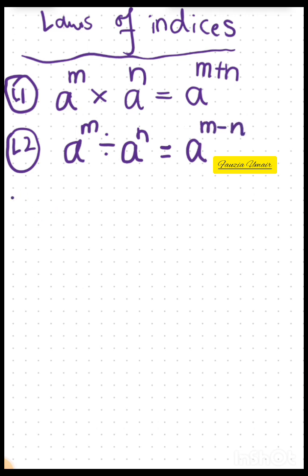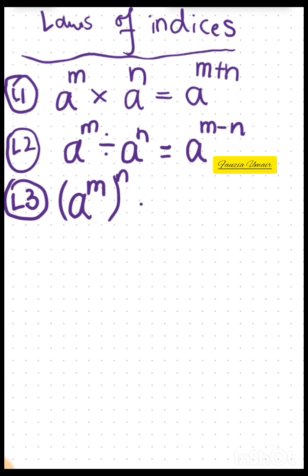So then we are going to write law number 3. Law number 3 is a different law. This is about power of power. So for example, if a base a is having power m and whole power n, then this is called power of power. So then the powers will be multiplied. So what would be the new power of this a? It would be m multiplied with n.